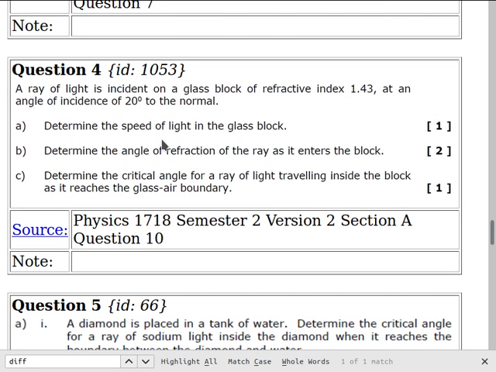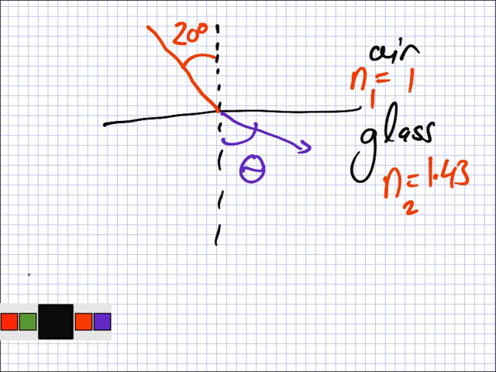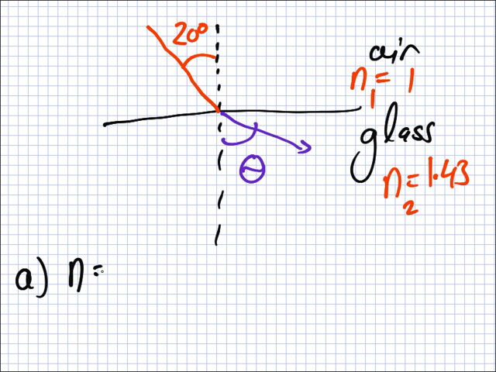Determine the speed of light in the glass block. Well, that's using the formula I gave you. n equals v over c, isn't it? Or was it c over v? That was c over v. No, maybe it's the other way. Hang on. c over v, because v will always be less than c, and this needs to be more than 1. Yeah, that's it.